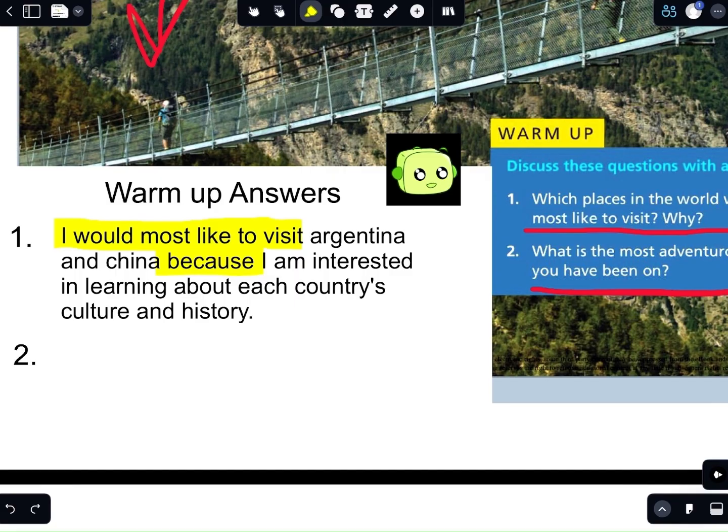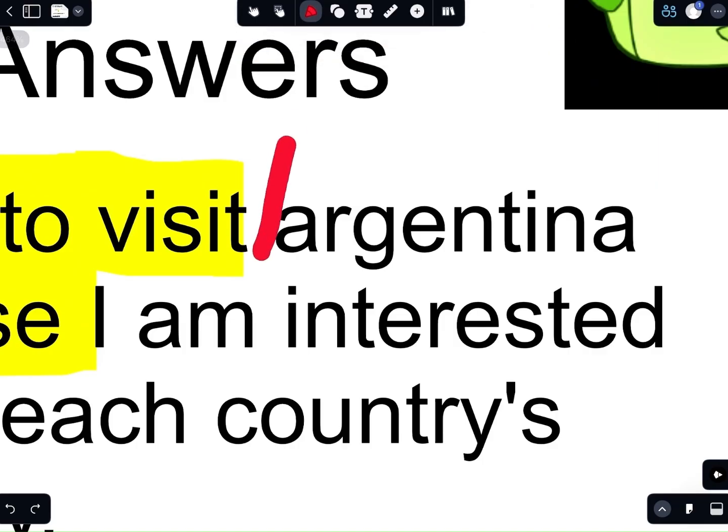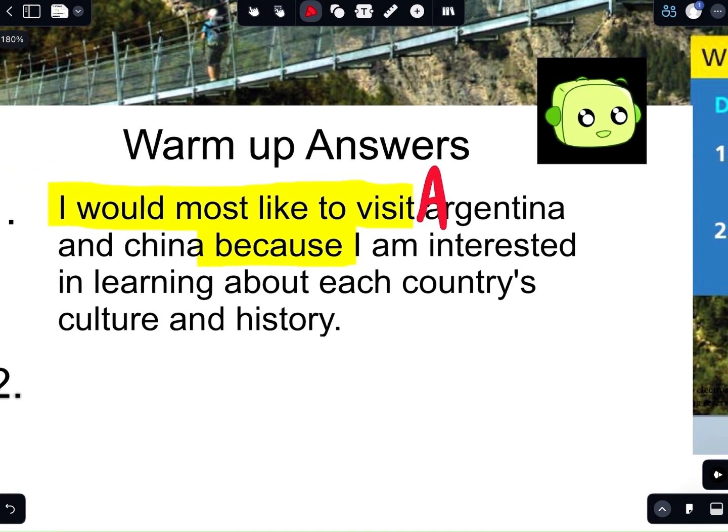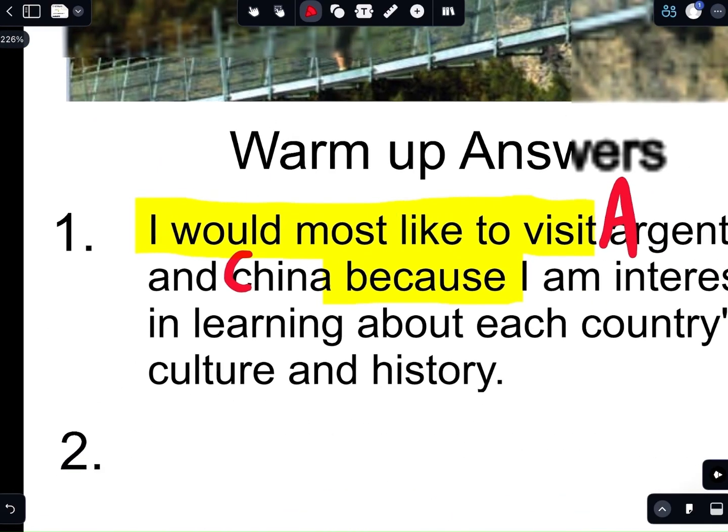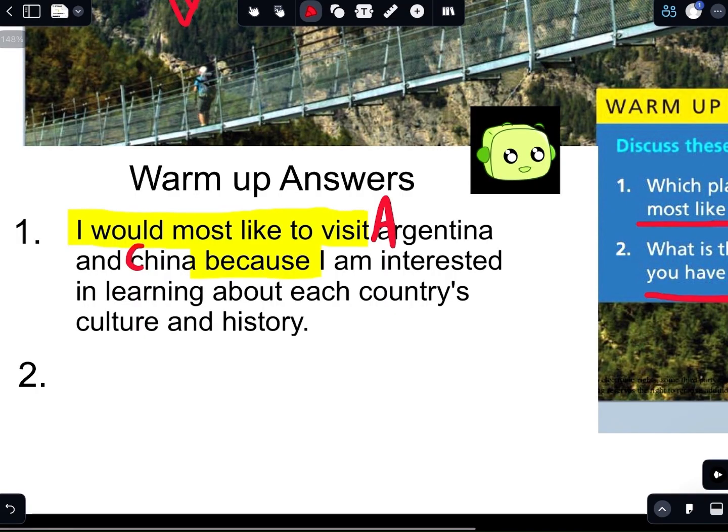Okay, now one thing here, I made a little mistake. And this is a very common thing that students have trouble with sometimes. I didn't put capital letters, or I didn't put uppercase letters for the names of the countries, but you have to do that. You have to put uppercase letters for the names of countries.